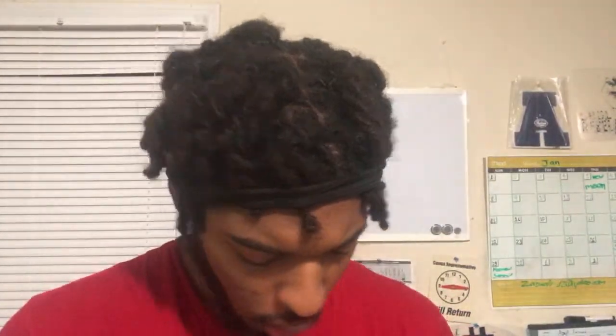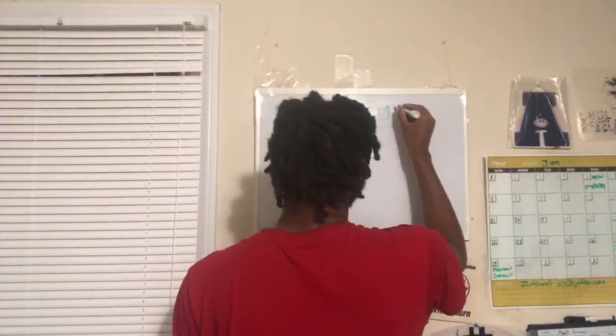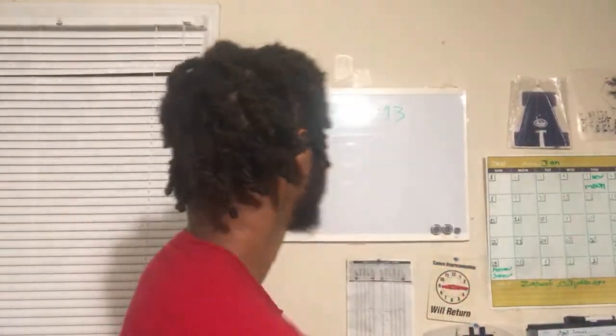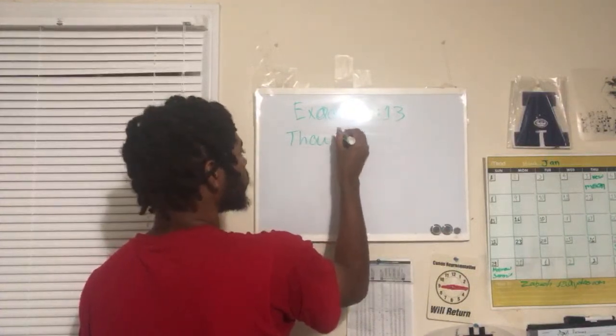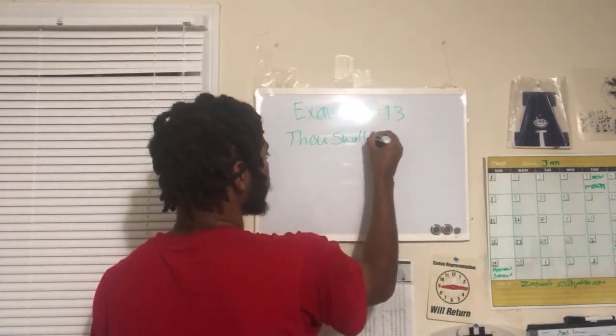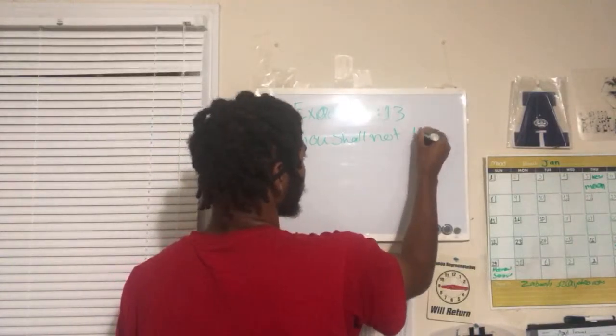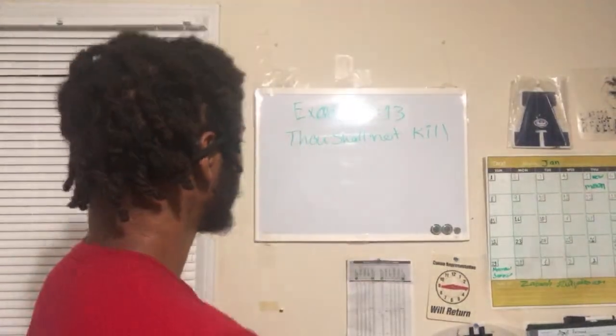Now, we're going to do the formal way. So we're going to go back to Exodus 20 and 13. I'm going to show you how to write it formally, which is, once again, thou shalt not kill, right? So, the formal way of thou shalt not kill is this.